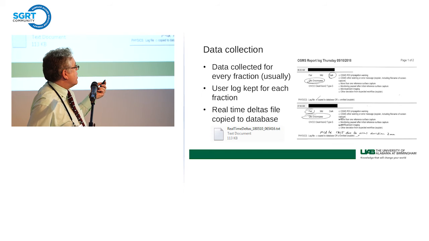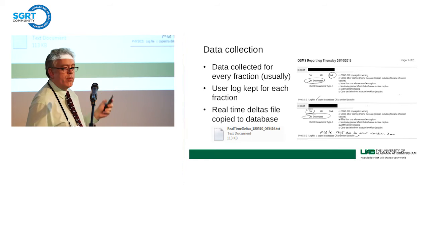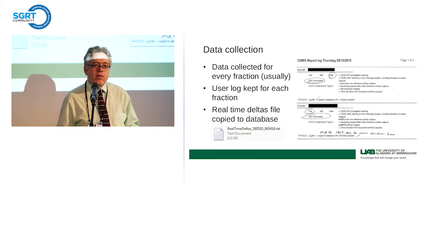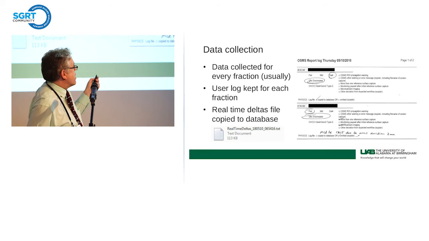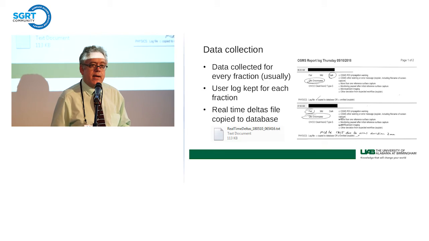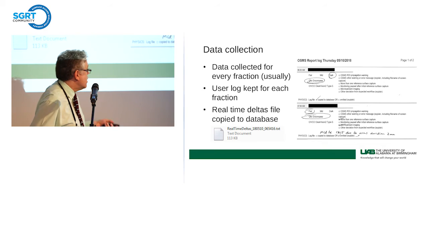And then there's a whole list of things that we might want to know. Was there a propagation warning? Were there any other warning or error messages? Was there more than one reference surface capture? So we go through this list of things that we know happened. For this patient, everything was good. For this patient, there was more than one reference surface capture, and because there was mid-treatment imaging, the therapist will write a comment: there was an OSMS deviation of 2 millimeters. They brought the patient back and did imaging.